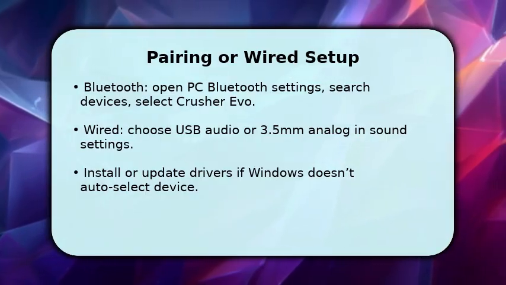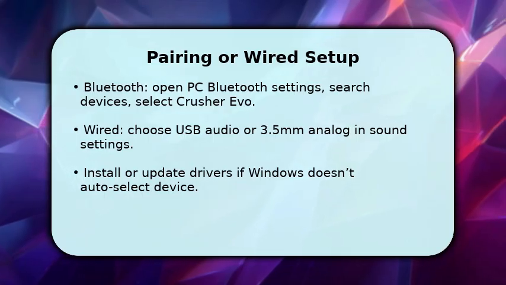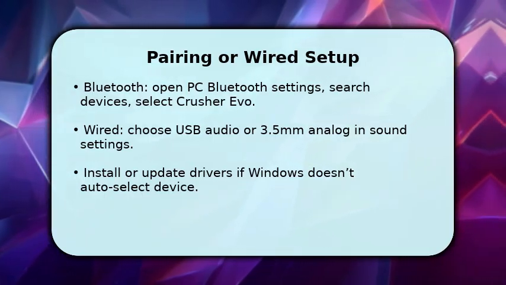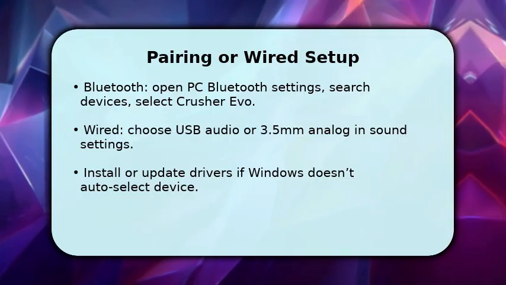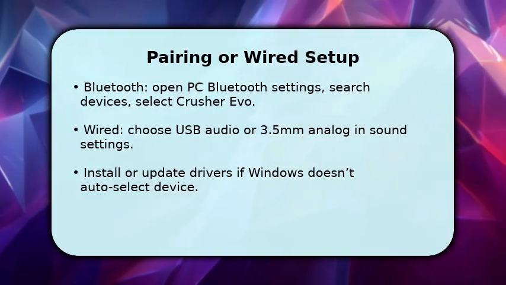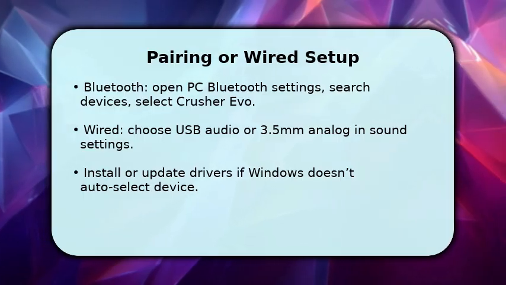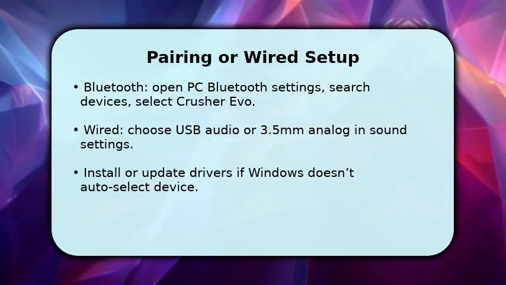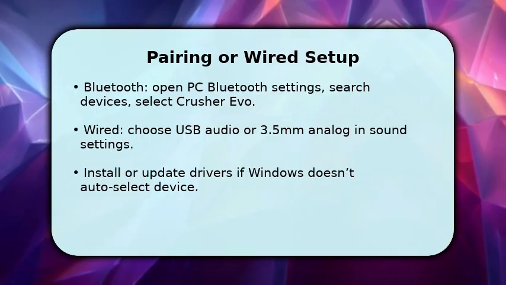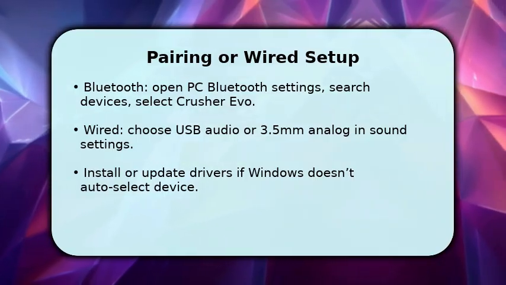For Bluetooth, open your PC's Bluetooth settings, click Add Device and select Skullcandy Crusher Evo from the list. Allow pairing and accept any prompts. For wired, plug in the cable and go to Sound Settings to choose Crusher Evo as output and input if applicable. Select USB audio for digital or the analog line for 3.5.